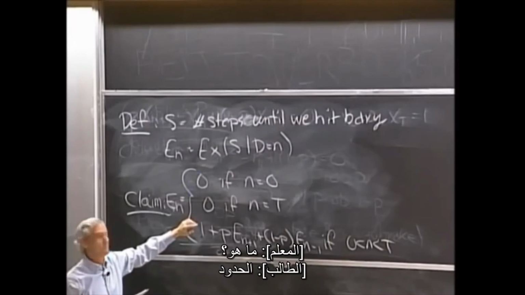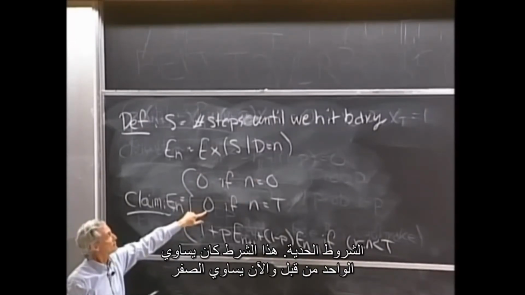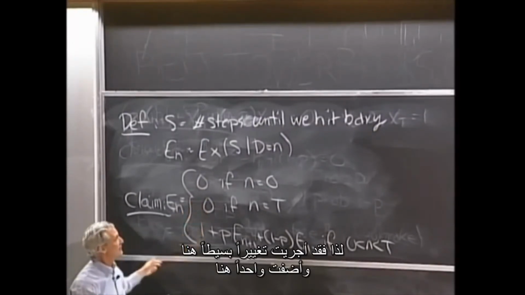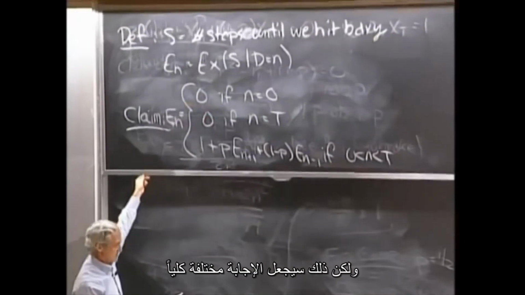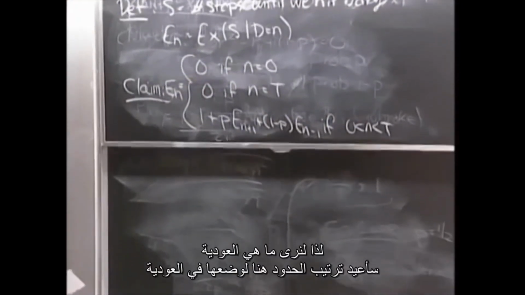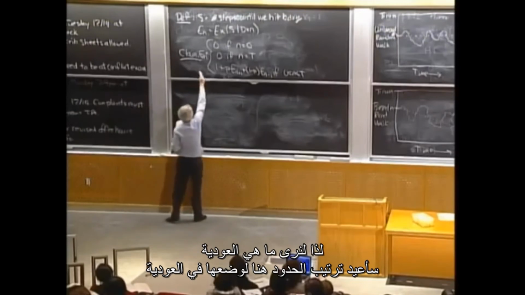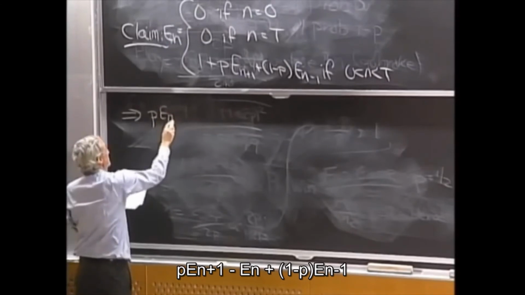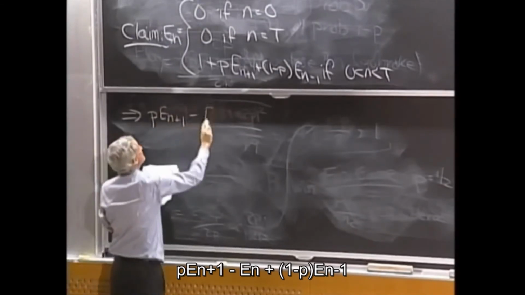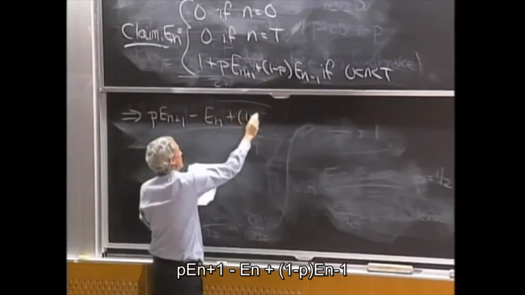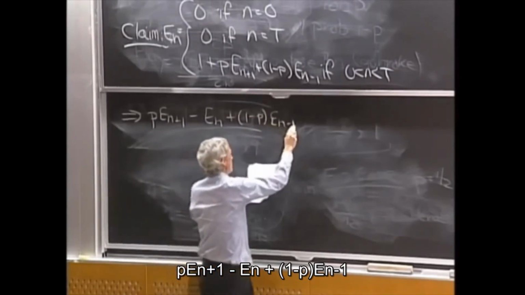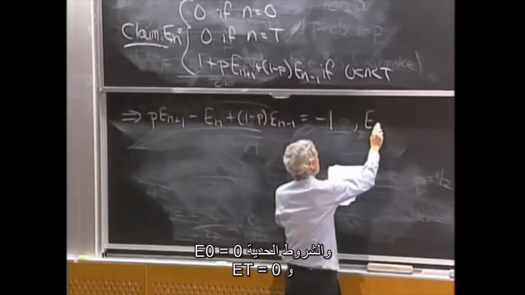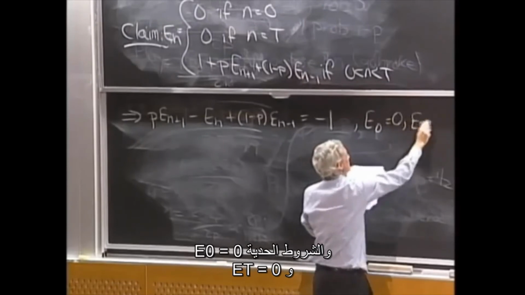What is it? Boundary conditions. That was a 1 before. Now it's a 0. Okay? So I had a little change here, and I added a 1 here. But that's going to make it a pretty different answer. So let's see what the recurrence is. I'll rearrange terms here to put it into recurrence. I get p E_{n+1} minus E_n plus (1 minus p) E_{n-1} equals minus 1, not 0. And the boundary conditions are E_0 is 0 and E_T is 0.